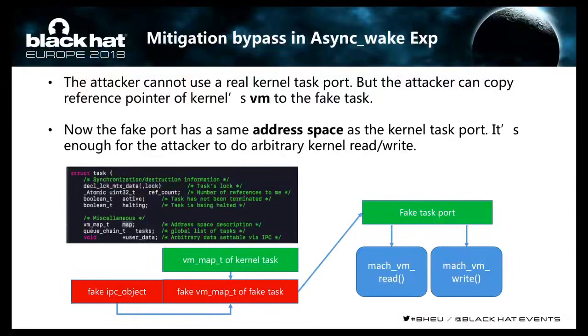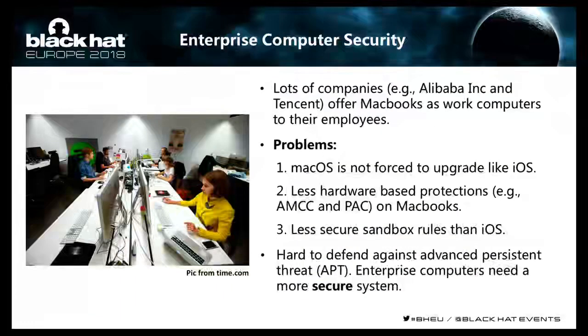However, Ian Beer proposed a mitigation bypass in an async_wake exploit, where the attacker can copy the reference pointer of the kernel's VM to the fake task. Now the fake port has the same kernel address as the kernel task port. It's enough for the attacker to do arbitrary kernel read and write through Mach VM related system calls. So note that most of the exploit techniques we discussed in this presentation can still be used in the latest XNU.